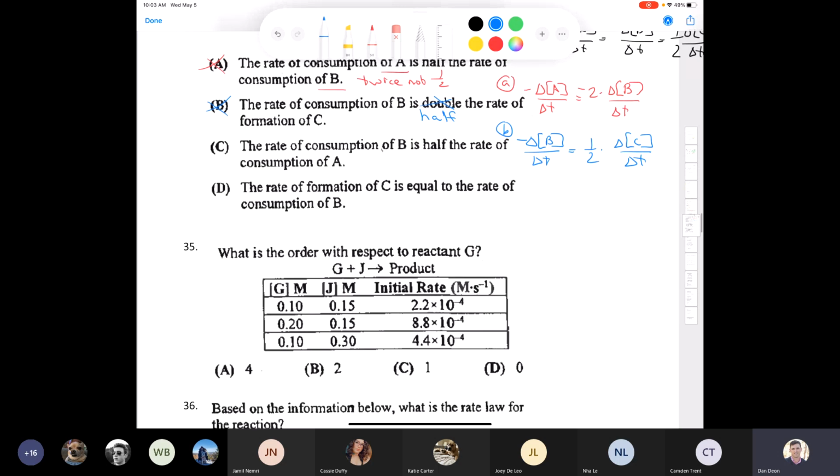If we look at C, it says the rate of consumption of B is half the rate of the consumption of A.